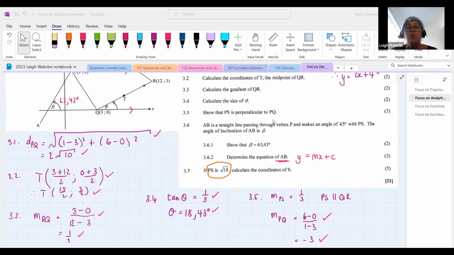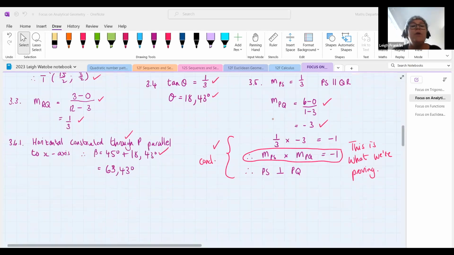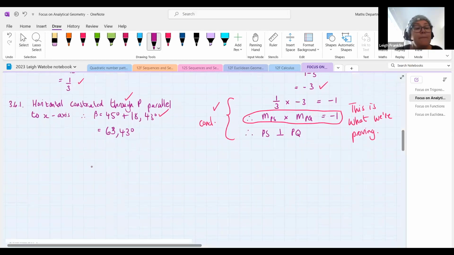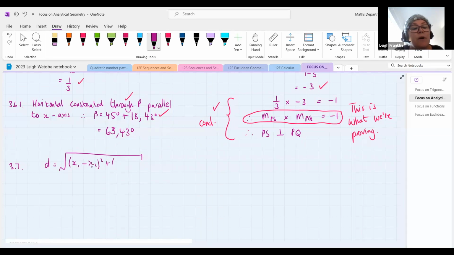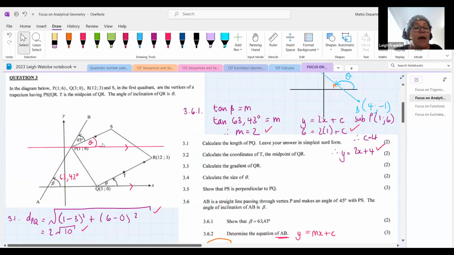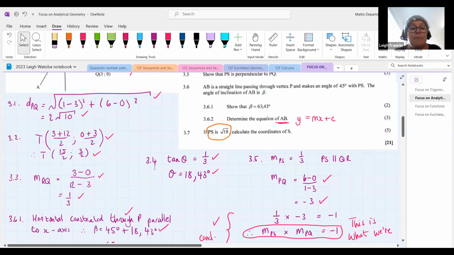Absolutely. So we would come along and we can go up and down to our diagram. It doesn't matter. What's this question 3.7? And we're going to write down our distance formula. We know that distance is equal to the square root of our change in x's squared plus our change in y's squared. We know the coordinates at P, it's 1 and 6.